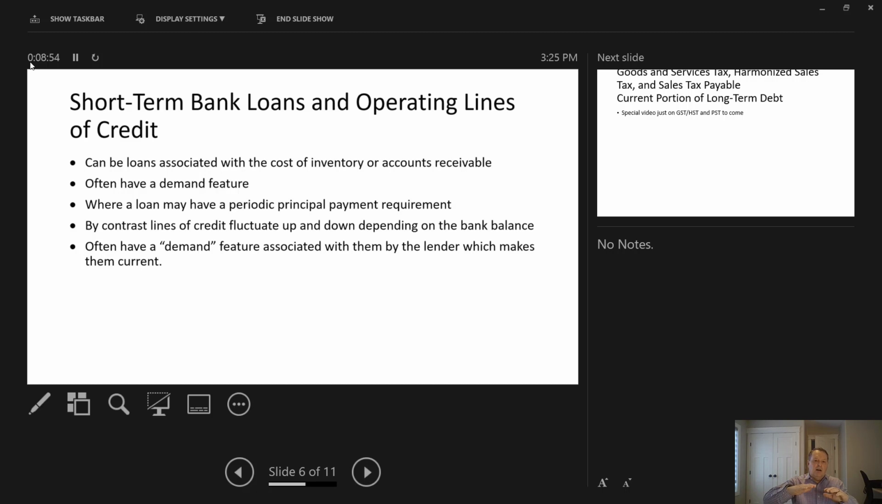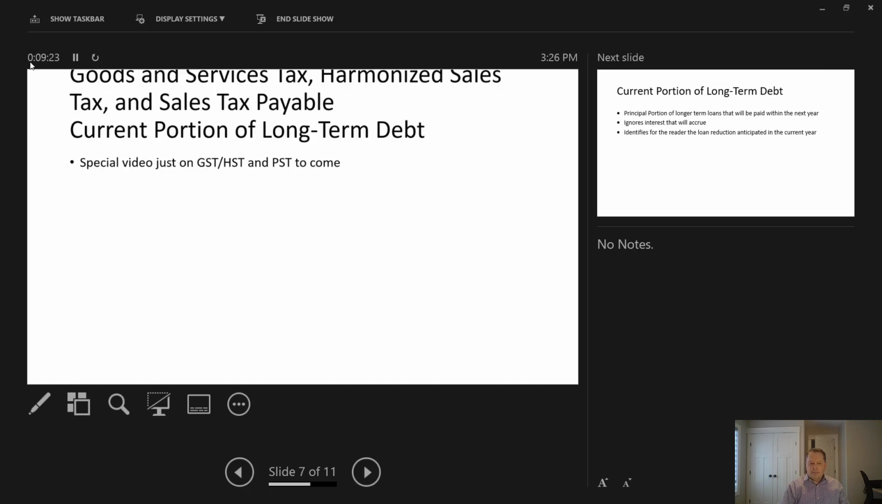Lines of credit tend to go up and down depending on the bank balance. So you borrow more in a line of credit if you don't have much cash in the bank. But if you collect your receivables, for example, then your operating line would go down. They will definitely have that sort of fluctuation, and that demand feature is going to be there on both of those loans, and that's going to make them current.